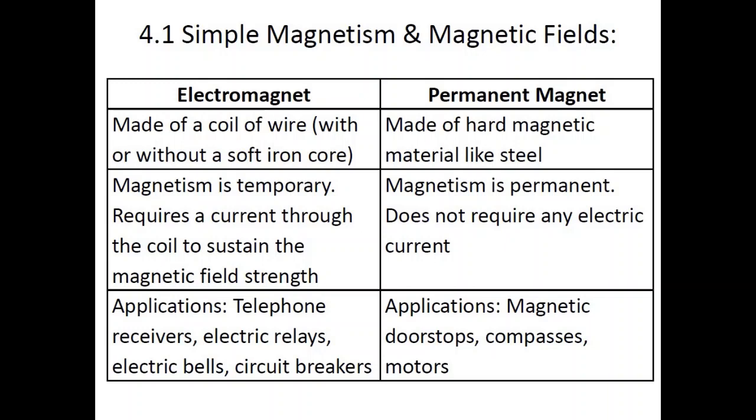What are the applications of electromagnets? They are used in telephones, electric relays, electric bells, circuit breakers, etc. Whereas permanent magnets are used in doorstops, compasses, motors, loudspeakers, microphones, etc.